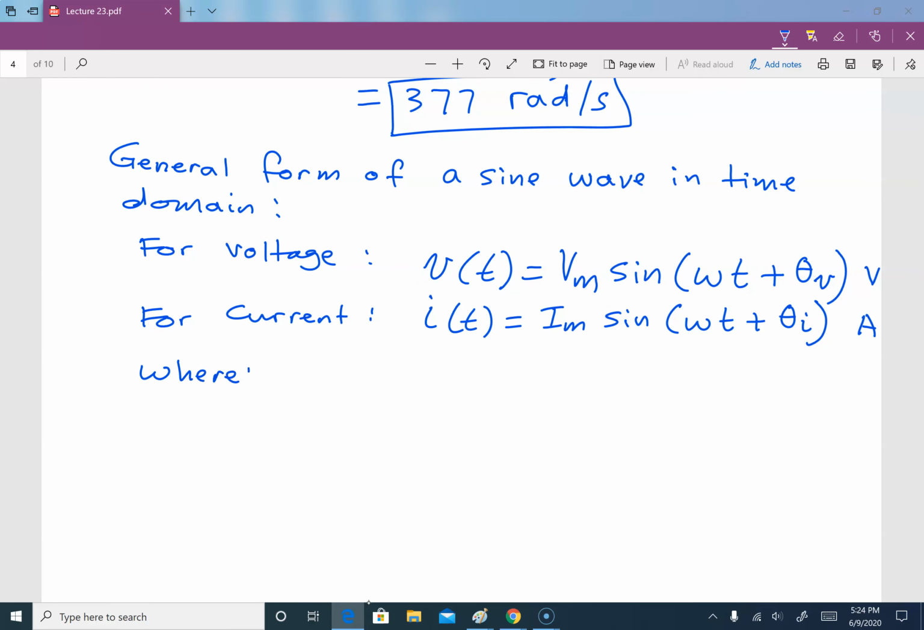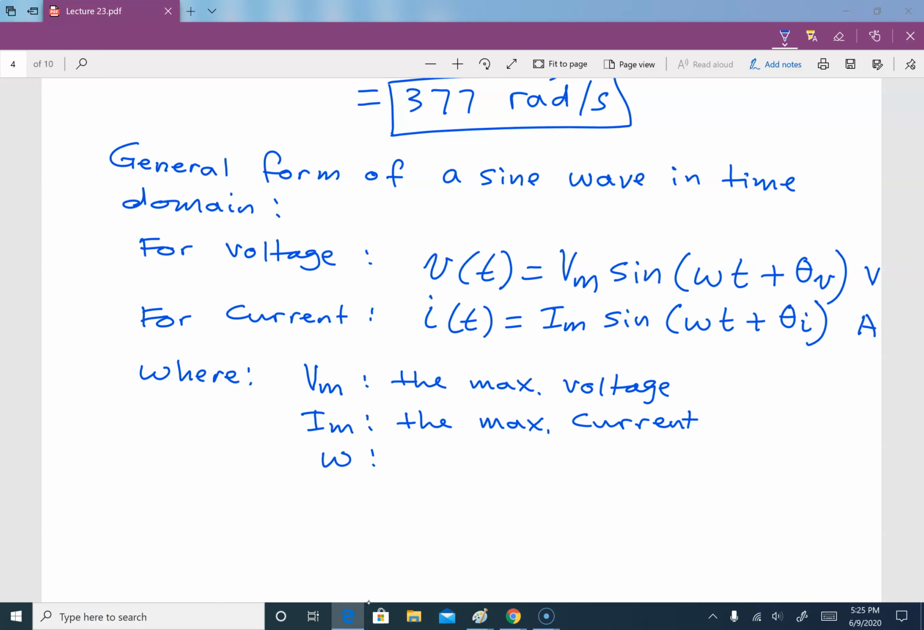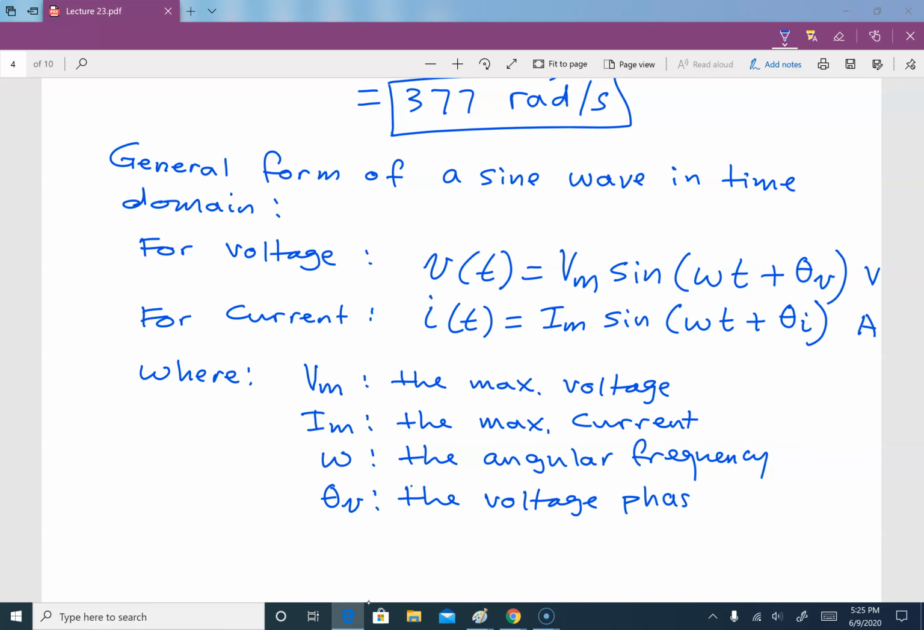Where Vm is the maximum voltage, Im is the maximum current, omega is the angular frequency, theta v we call the voltage phase angle, and theta i is the current phase angle.